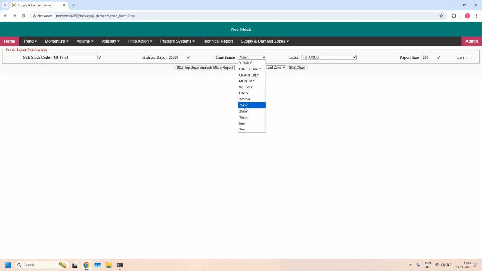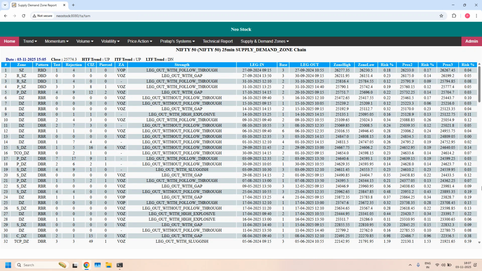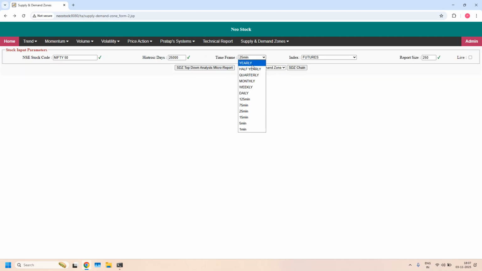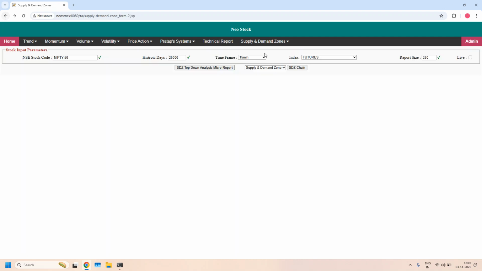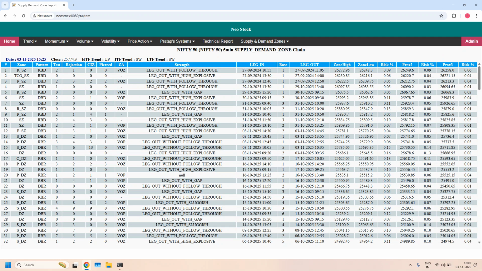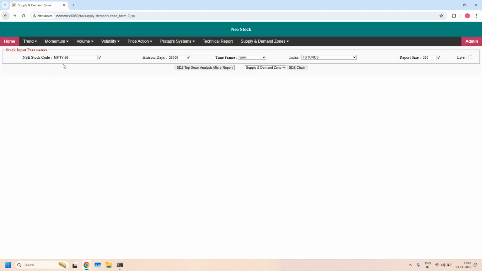Next, generating 25 minutes supply demand zone chain for Nifty. Next, generating 15 minutes supply demand zone chain for Nifty. Next, generating 5 minutes supply demand zone chain for Nifty. So this is Nifty supply demand zone chain. Next, I will generate Bank Nifty supply demand zone chain.